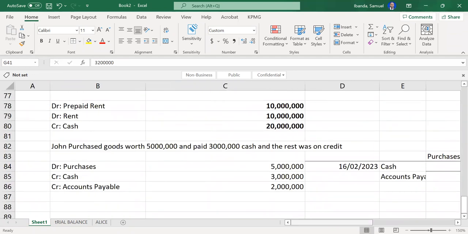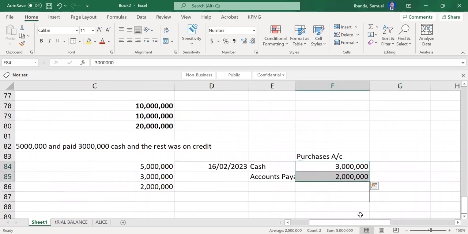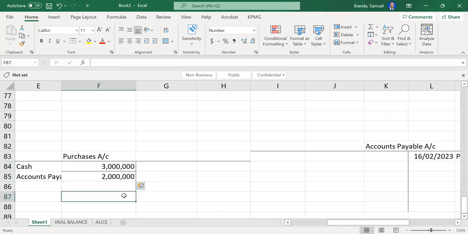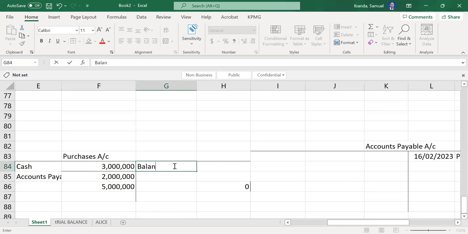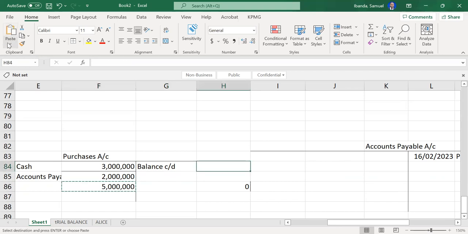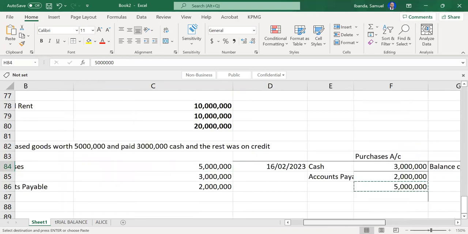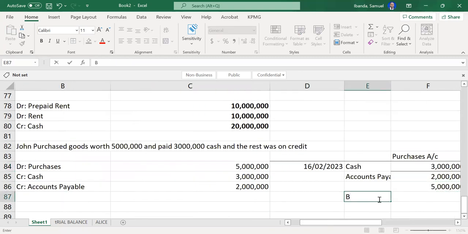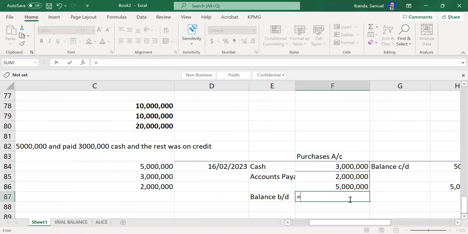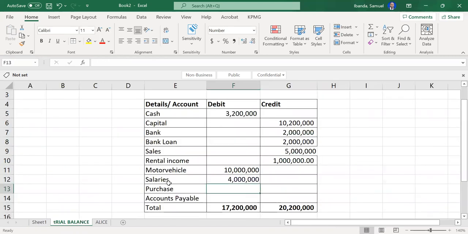And what did I have? My purchases, I have, you can balance off this and you have your balance brought down on the debit side, because when you add these two sides, it's 5 million. This side should also be 5 million, but it should have what we call a balance carried down of 5 million, and it will have a balance brought down of the same value, worth 5 million. So it means that when I come to my trial balance here, I have my 5 million as my balance that is brought here.